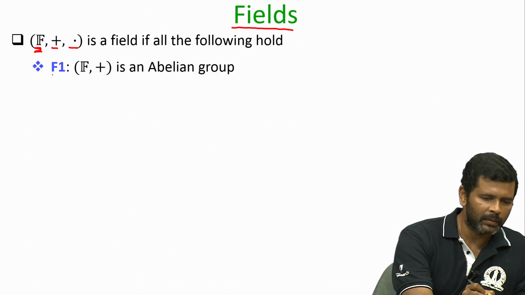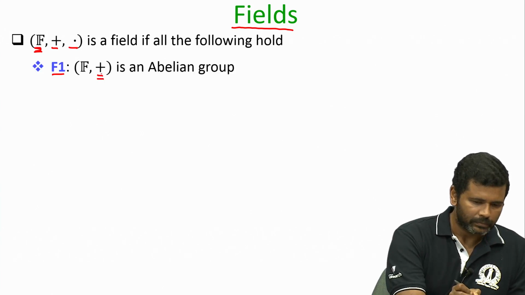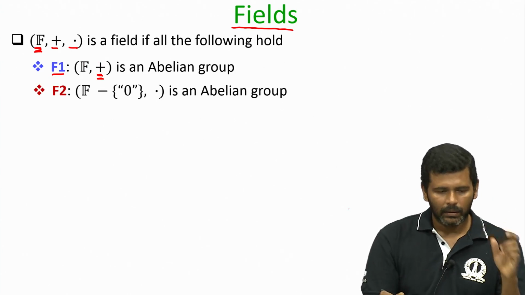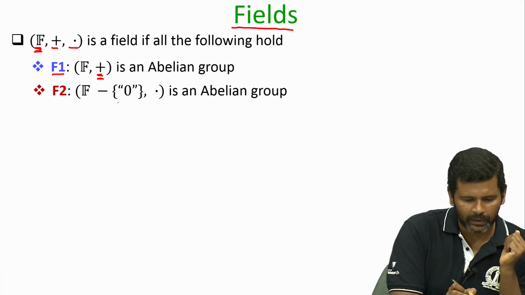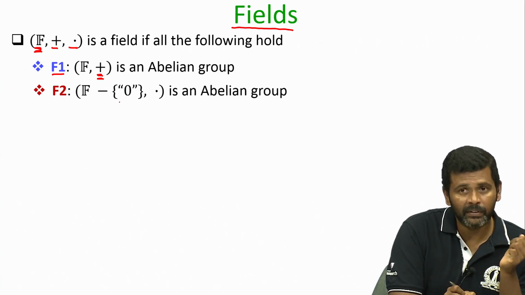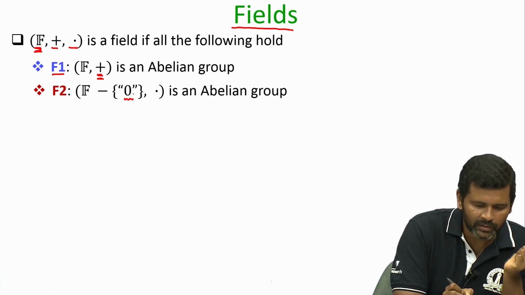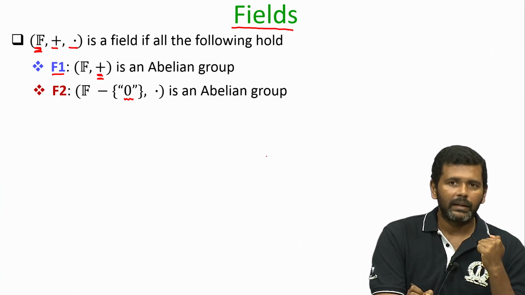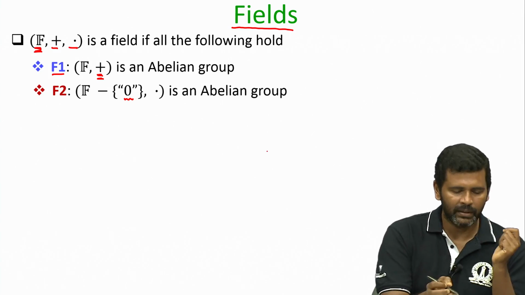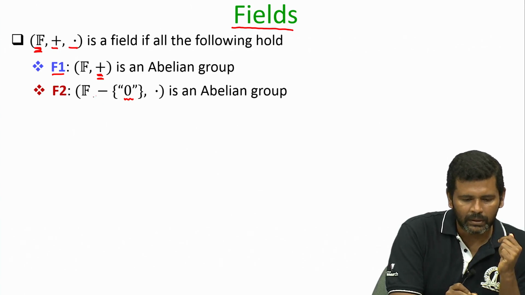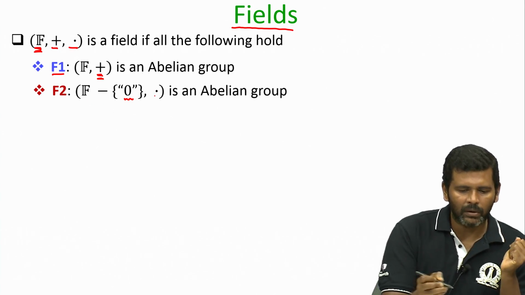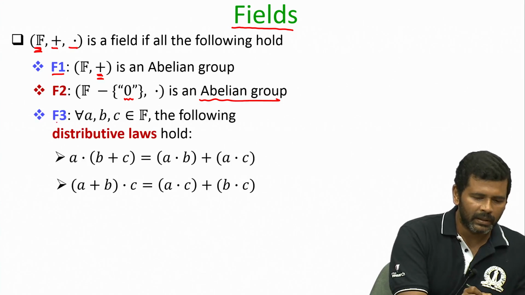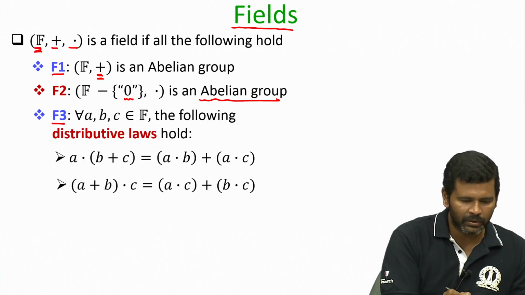So, what are the field axioms? Axiom number 1 is that the set F along with the plus operation should constitute an abelian group. The second property that we demand is the following: if I exclude the additive identity, which I have written here as 0 in quotes, it is not the integer 0, just a representation for the identity element with respect to the plus operation, then all the remaining elements of the set F together with the dot operation satisfy the properties of an abelian group. And the third field axiom is that dot should be distributive over plus.